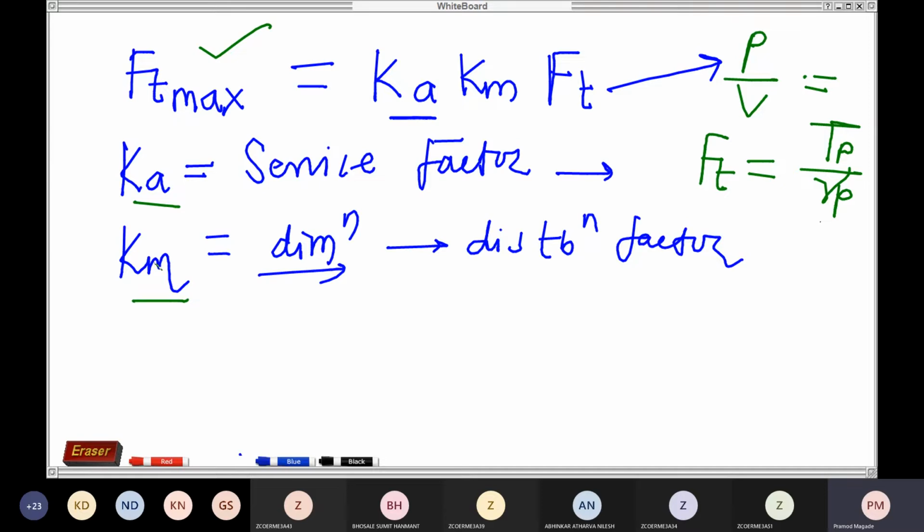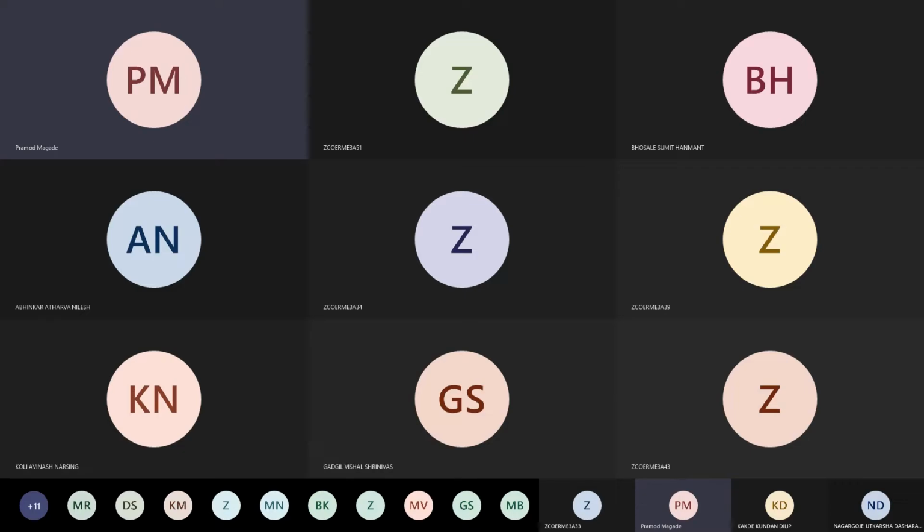Next sentence: Ft max is considered for fluctuating loads, sudden jerk, sudden load coming on the structure. For that we'll have to design Ft max. Therefore, write down this equation. Ft max is equal to Ka, Km, and Ft.